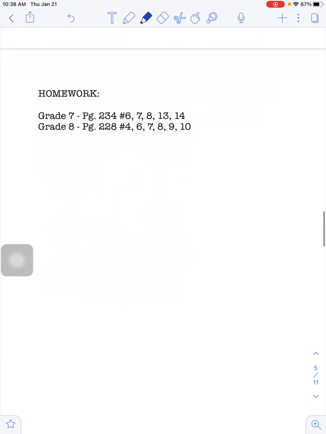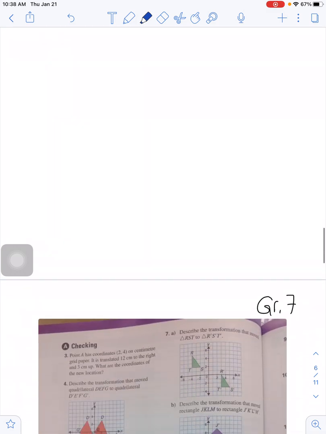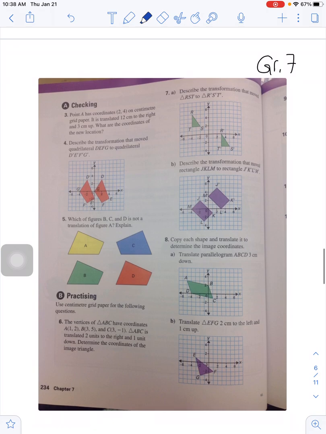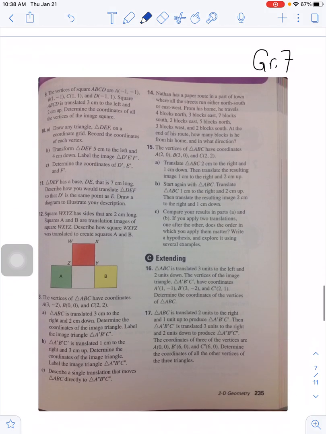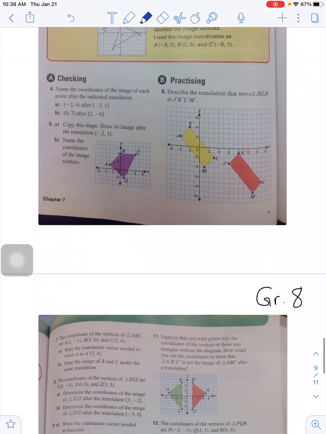There are some practice questions for grade 7-8 students to work on today and complete for tomorrow. Mr. Roofer and I will be in our meetings to help you with these all the way through. But this is the grade 7 pages, the first two. And then these are the grade 8 pages.